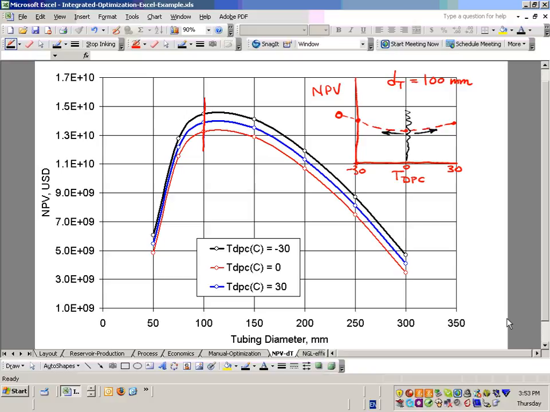Yeah, so I think I can see the problem. Now, I didn't realize this was non-monotonic. I didn't pay attention to the plot here. But what you see is that if you plot along a line here, which is not the optimum but close to it, you see that the net present value at minus 30 is up here, and the net present value at 0 is down here, and the net present value at plus 30 is up here.